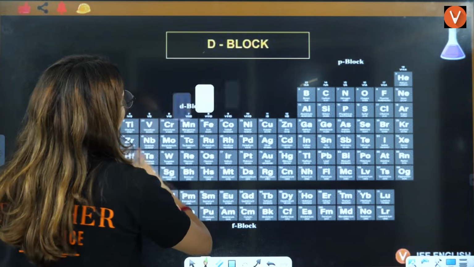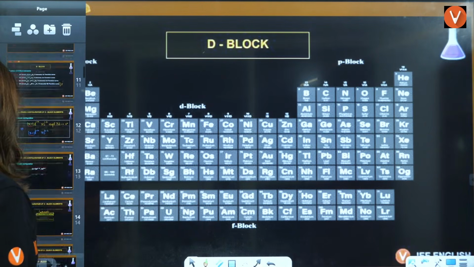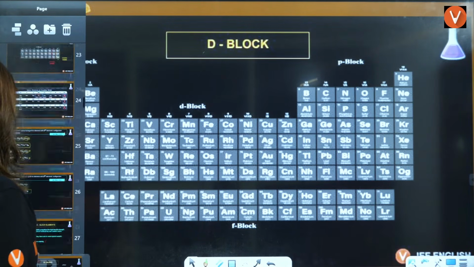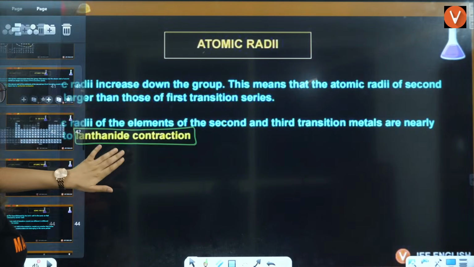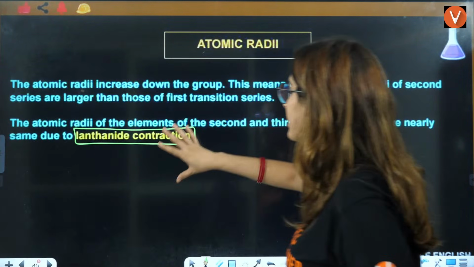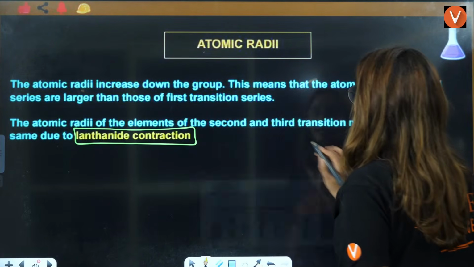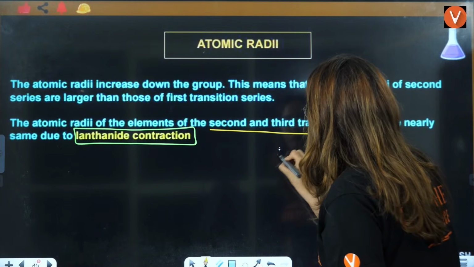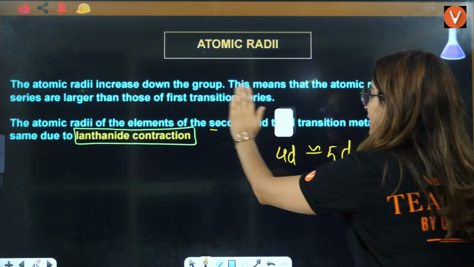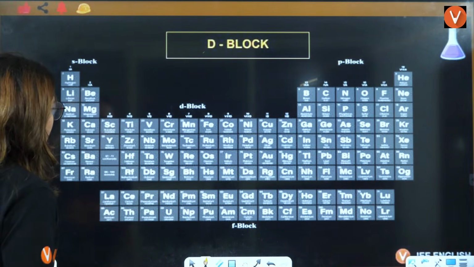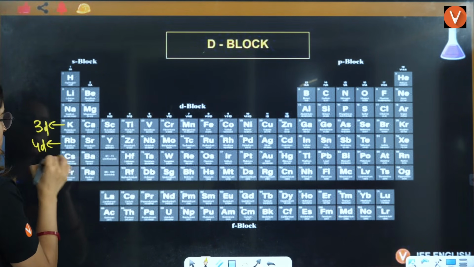Now, because of this lanthanoid contraction, some things will happen here. So I'm just going to copy paste this here so that we don't have to go back again and again. So what is this lanthanoid contraction? The atomic radii of elements in the second and third transition series are nearly the same. Second and third transition means the 4d and 5d series are nearly the same. Can you see this here? This is your 3d series, this is the 4d series, this is the 5d series.